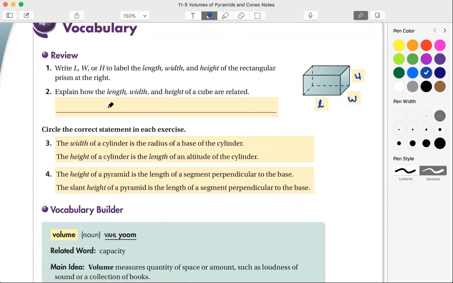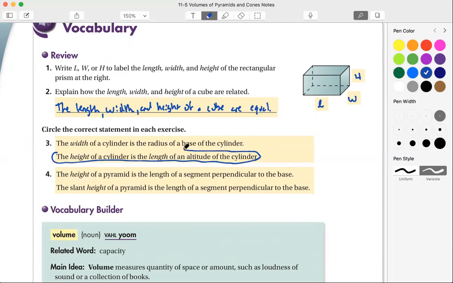All right, so explain how the length, width, and height of the cube are related. So the length, width, and height of a cube are equal. All right, so the correct statement. So the height of a cylinder is the length of the altitude of the cylinder. Okay. The height of a pyramid is the length of a segment perpendicular to the base.